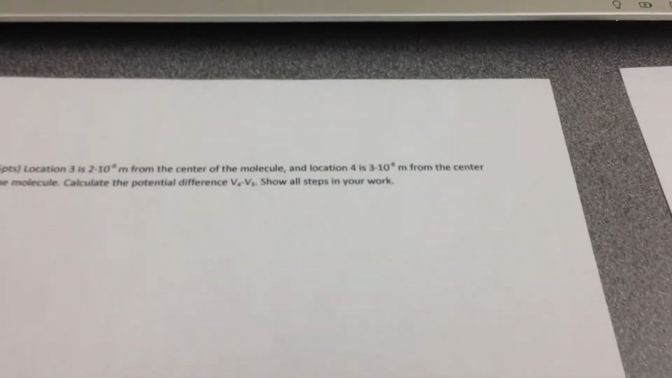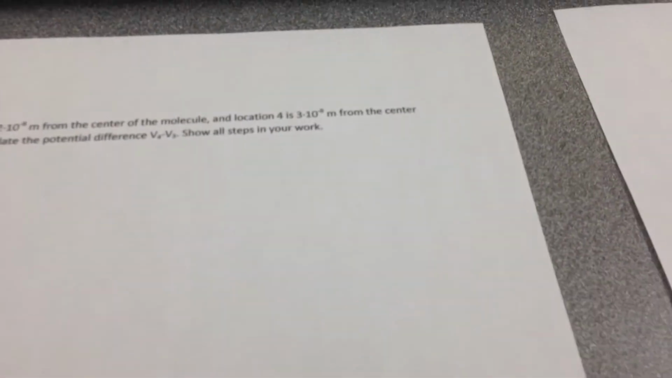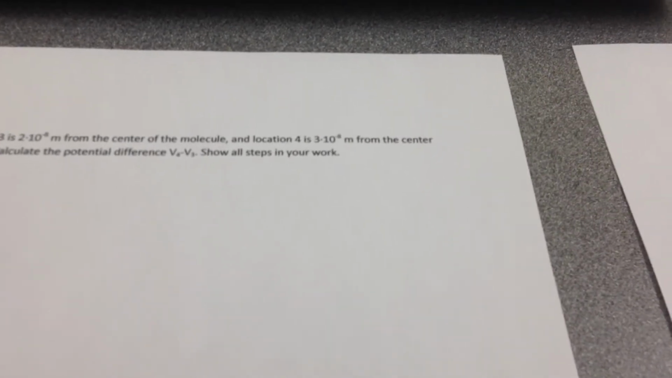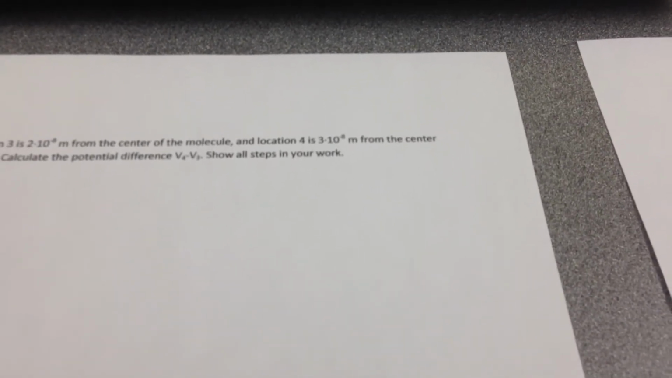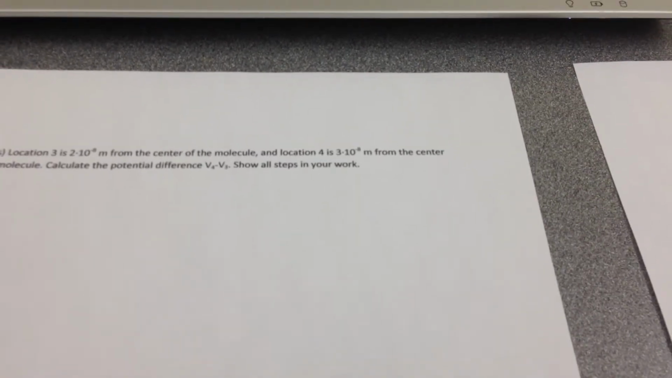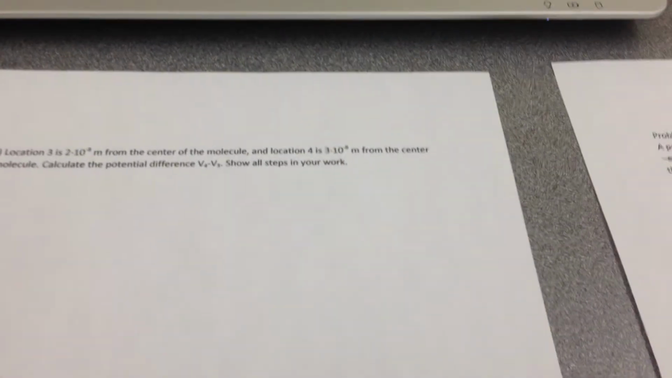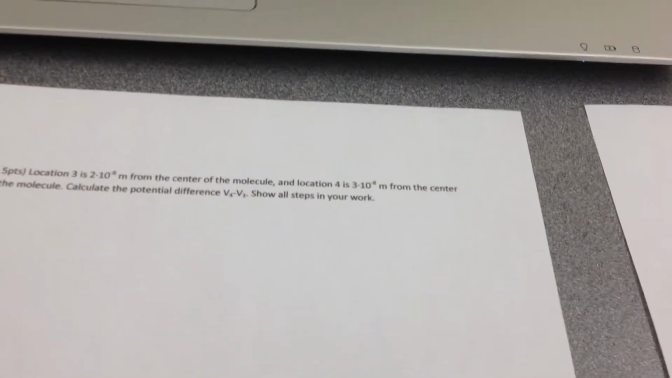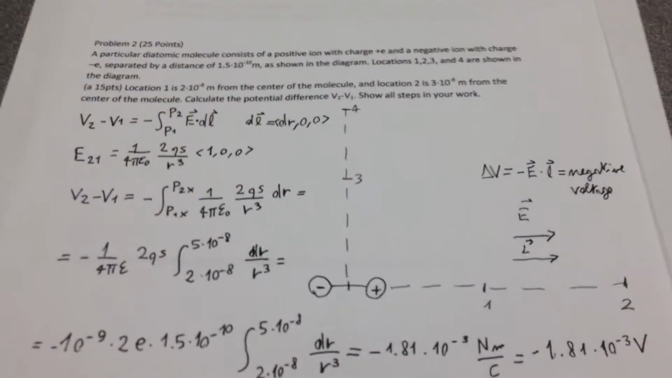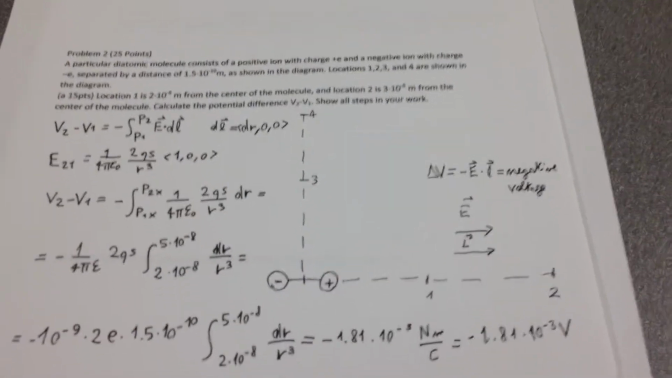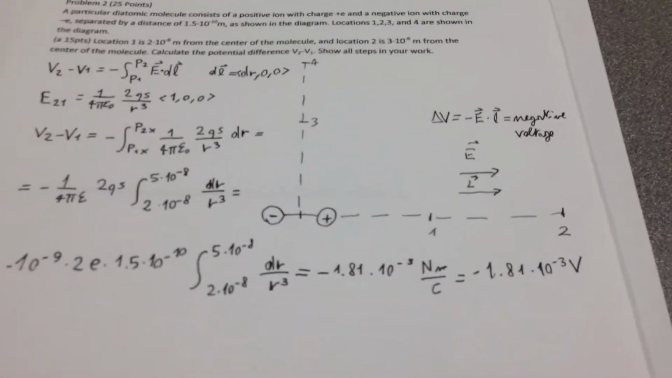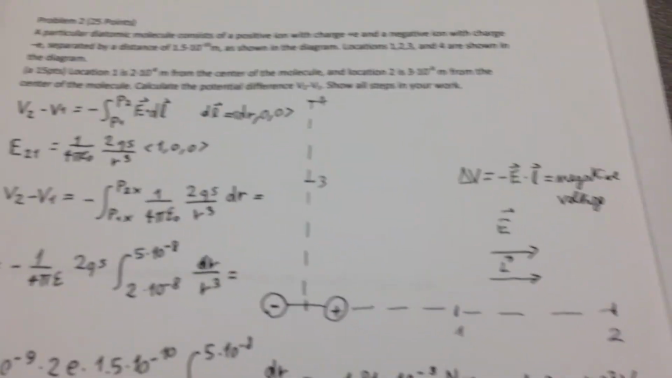The second part instead is pretty tricky because location 3 is 2 times 10 to the negative 8 from the center of the molecule, and location 4 is 3 times 10 to the negative 8 meters from the center of the molecule, and calculate the potential difference V4 minus V3 and show all the steps in your work. Now, you might think, well, I can just do the same procedure that I applied here. But let us first see the directions of the vectors that are supposed to be dotted.